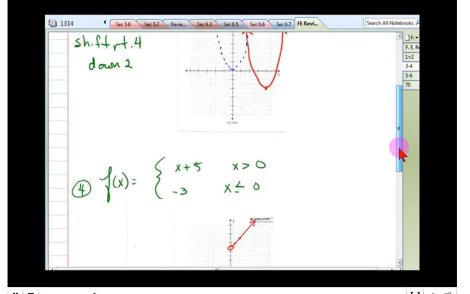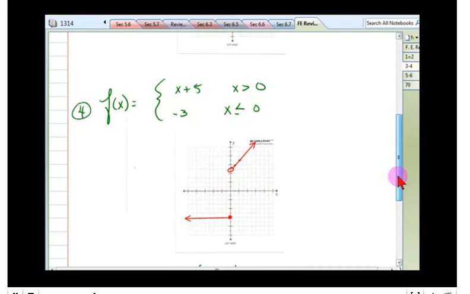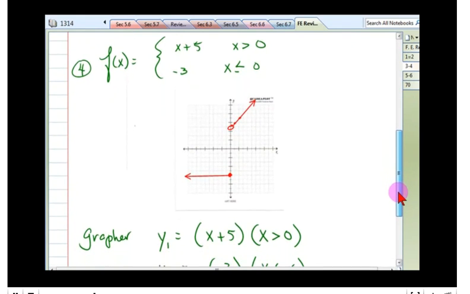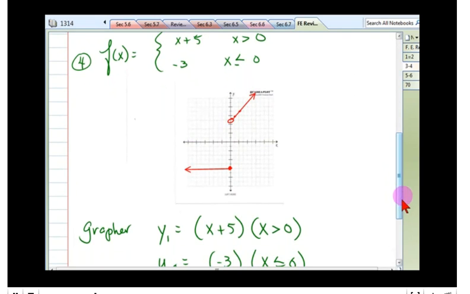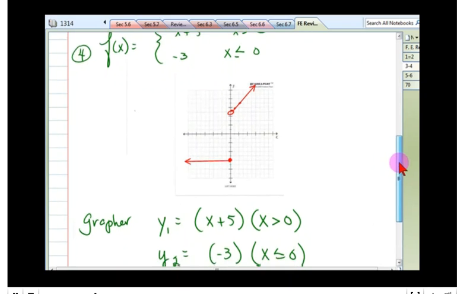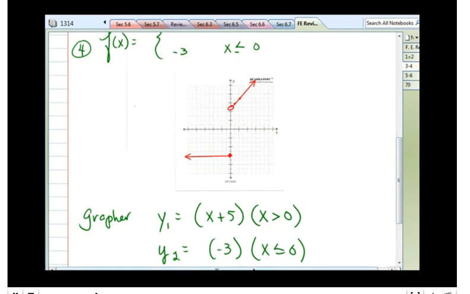Okay. Now this one, you probably want to put this guy in the grapher. So here's the original. It's a piecewise function. It has 2 pieces, and we want to put it in the calculator in those 2 pieces. So this is what it looks like in the calculator. You're going to do y1 and y2. The function part is in parentheses. The parameter is in parentheses. Have to have that.